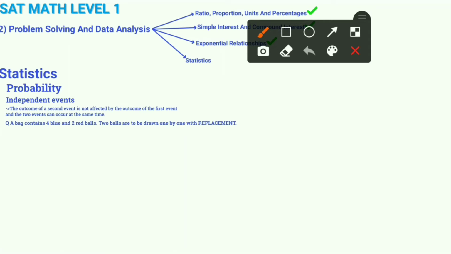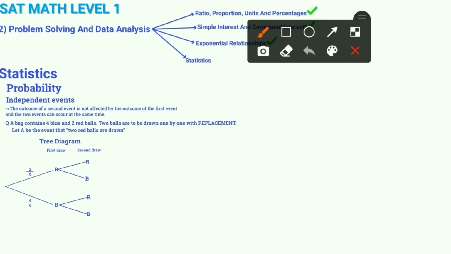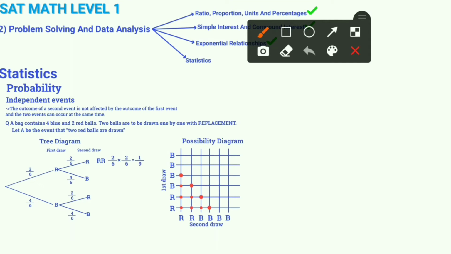Question. A bag contains 4 blue balls and 2 red balls. 2 balls are to be drawn one by one with replacement. Let A be the event that 2 red balls are drawn. This is the tree diagram, with the first draw and second draw. This is the event A, that 2 red balls are drawn. This is the possibility diagram.